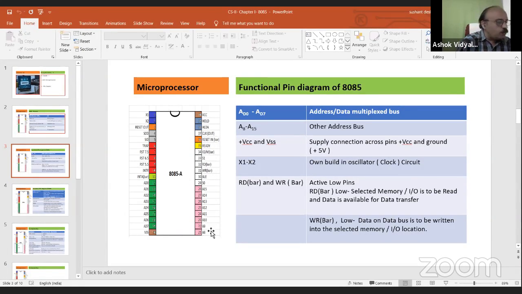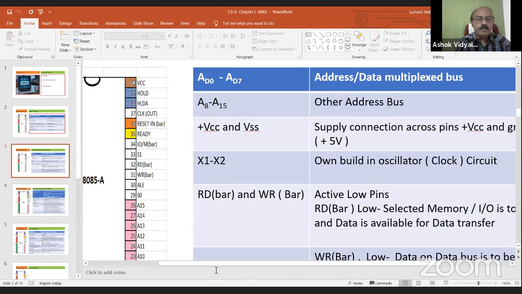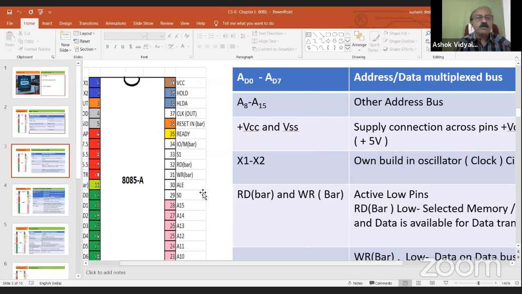In your textbook on page 193, the details of each and every pin are given. We will see today the main pins and their functions. I have colored them differently to help identify the different types of pins. Let me slightly change this size again. Okay, let me check whether it fits the screen or not.